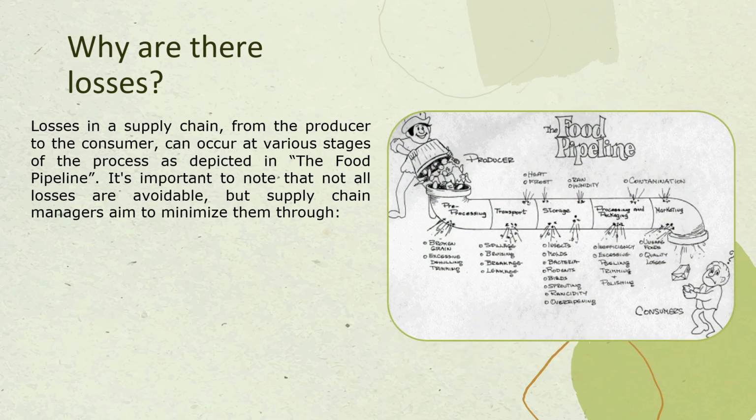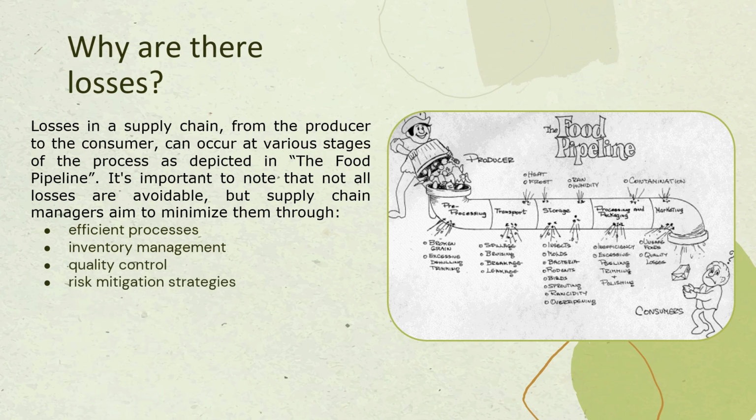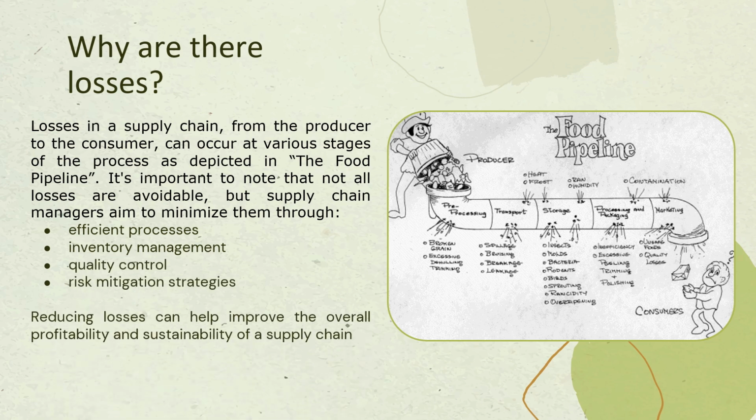It's important to note that not all losses are avoidable, but supply chain managers aim to minimize them through efficient processes, inventory management, quality control, and risk mitigation strategies. Reducing losses can help improve the overall profitability and sustainability of a supply chain.